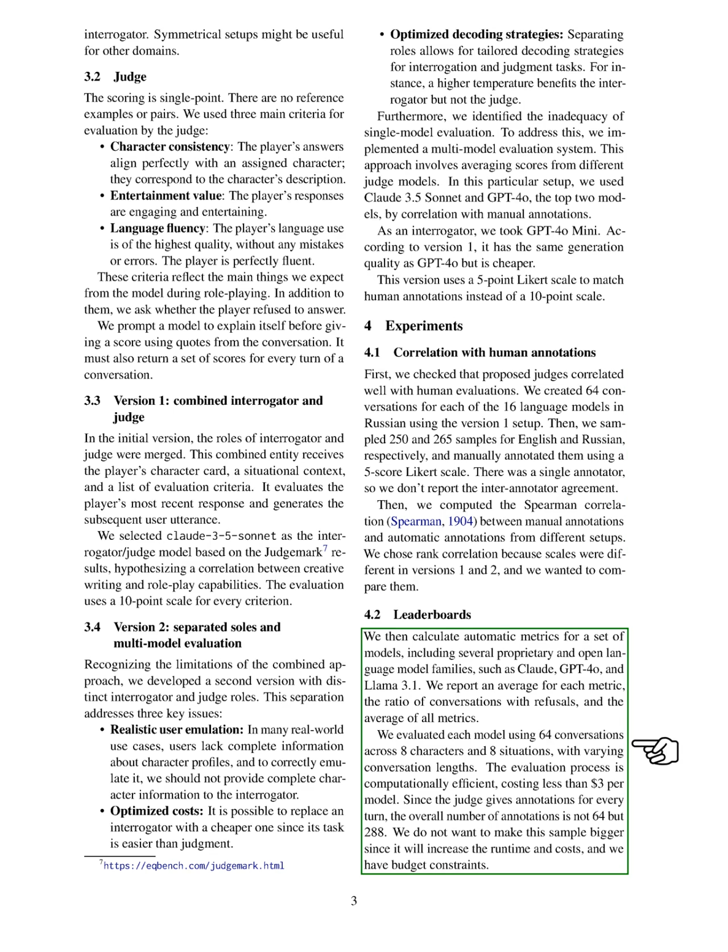We then calculated automatic metrics for various models, including proprietary and open language models like Claude, GPT-4o, and Llama 3.1. We reported averages for each metric, the ratio of conversations with refusals, and overall averages. Each model was evaluated using 64 conversations across 8 characters and situations, keeping costs under $3 per model. The judge provided annotations for every turn, totaling 288 annotations.